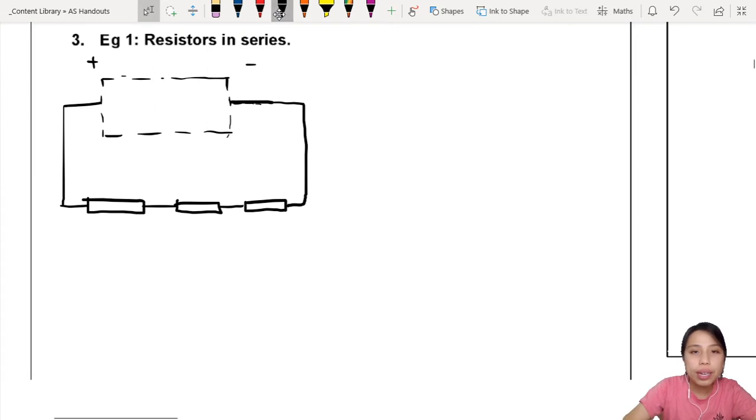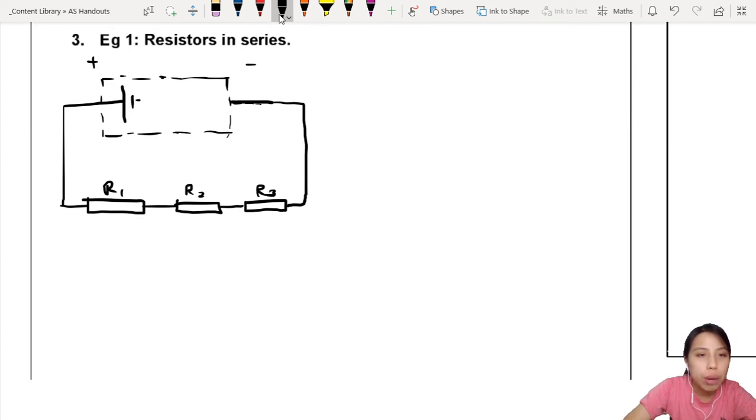Here we have a classic circuit. You have a battery, a dotted line, and three resistors connected in series. I'm going to call them resistor 1, resistor 2, and resistor 3. What's inside this battery? Well, you have the battery EMF. But also, to symbolize that your battery has internal resistance, let's include that as well. It's a little resistance, so let's call this small r. This one we call EMF. In this case, only one battery.